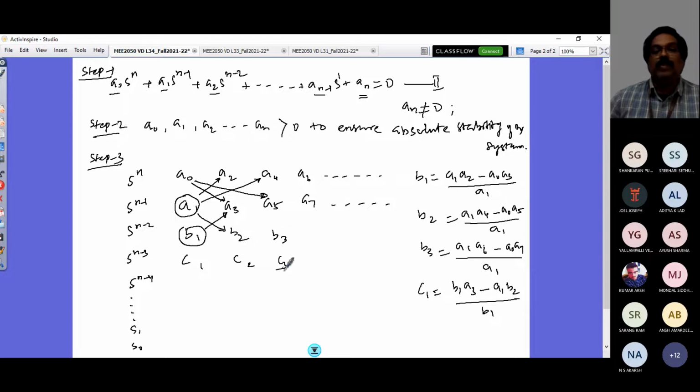And similarly, C2 would be what? B1 A5 minus A1 B3 divided by B1. So C2 I'll get. Like that I can continue. So in this way, I should continue doing this.